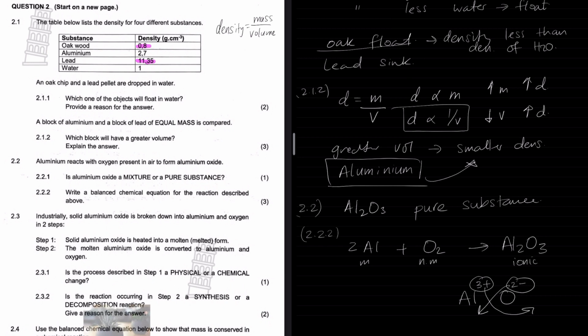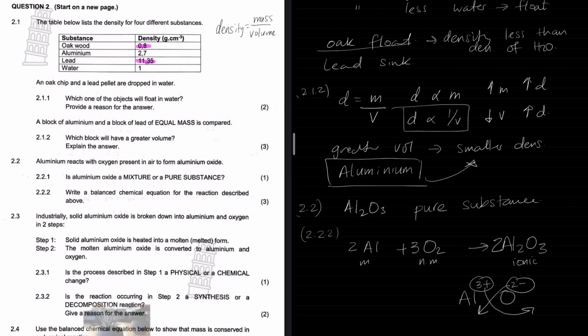And now when it comes to the oxygen, it looks like on the right I have 3 and on the left I have 2. That's a problem. So what do we do? Let's get a lowest common multiple. So the lowest common multiple between 3 and 2 is 6. So I can put a 2 in front here to make 6 oxygens, and I can put a 3 in front here to make 6 oxygens.